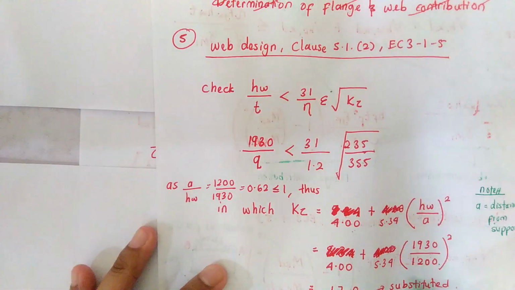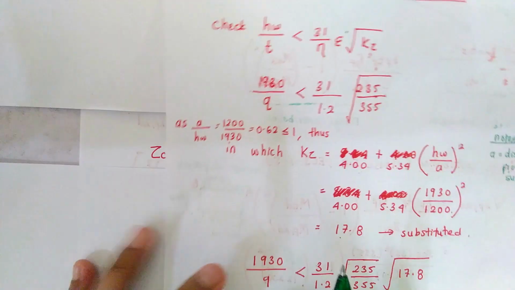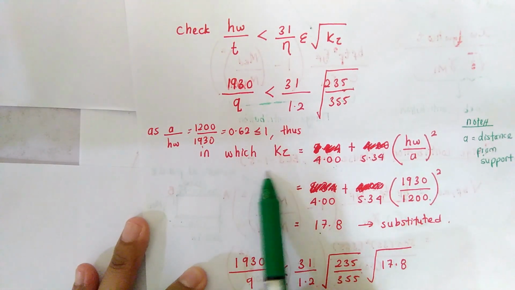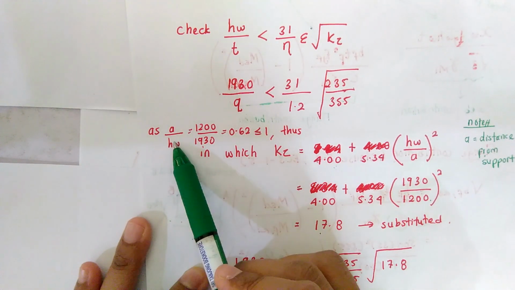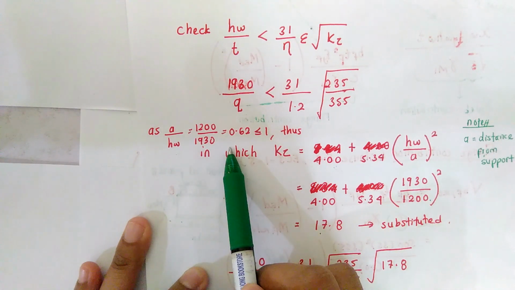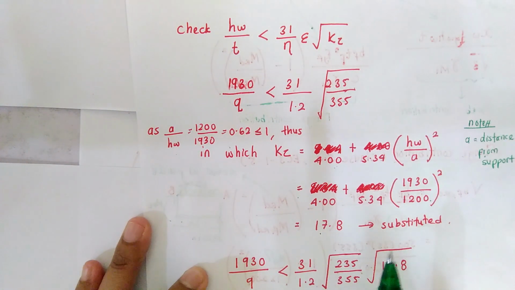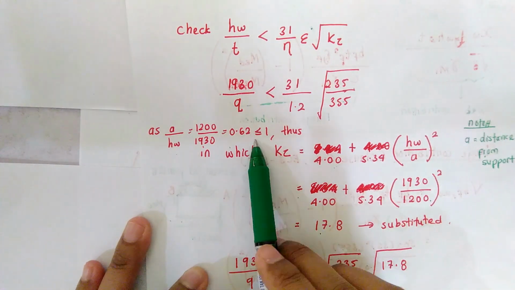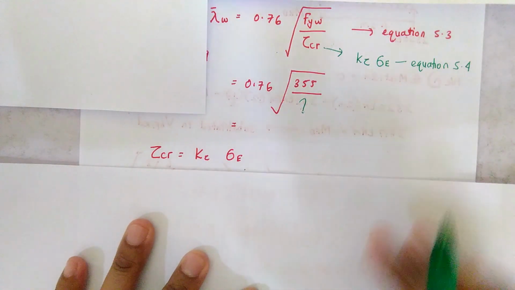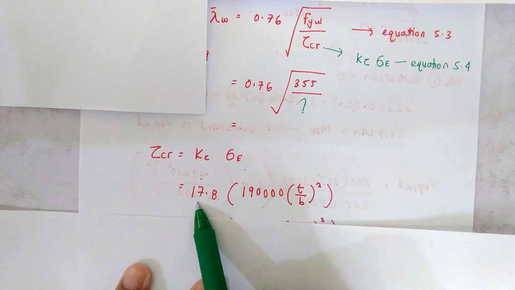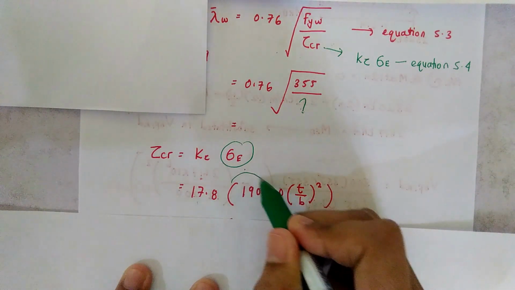when you calculate the check on this slenderness parameter ratio, you have calculated this value. This value depends on A over HW, whether it is less than 1 or more than 1. I hope you still remember this. But in our case, we already calculated and we got 17.8.